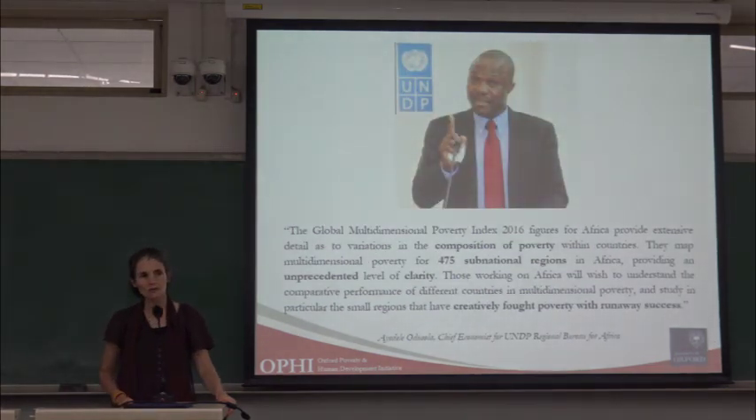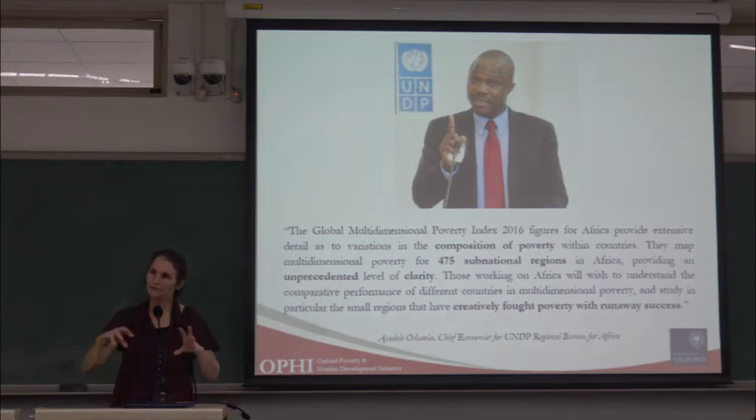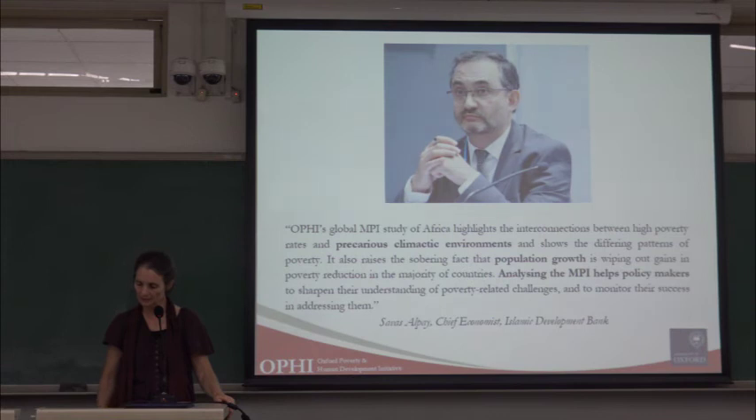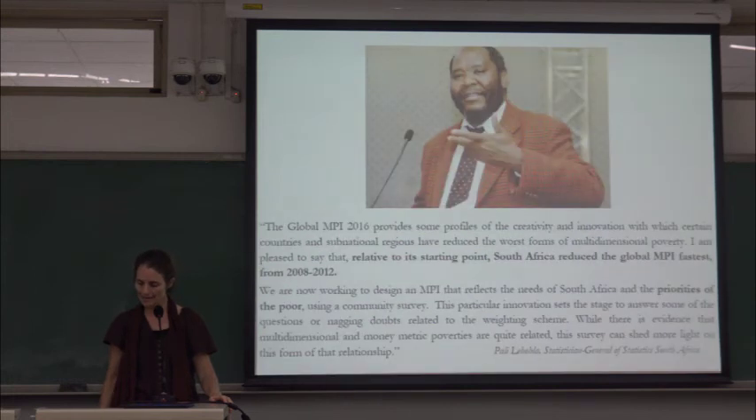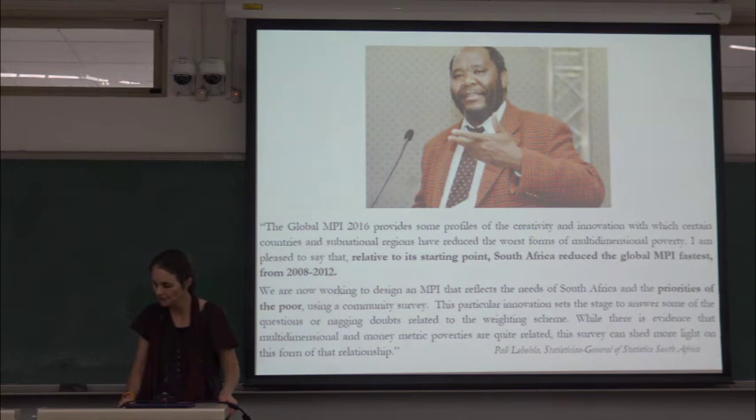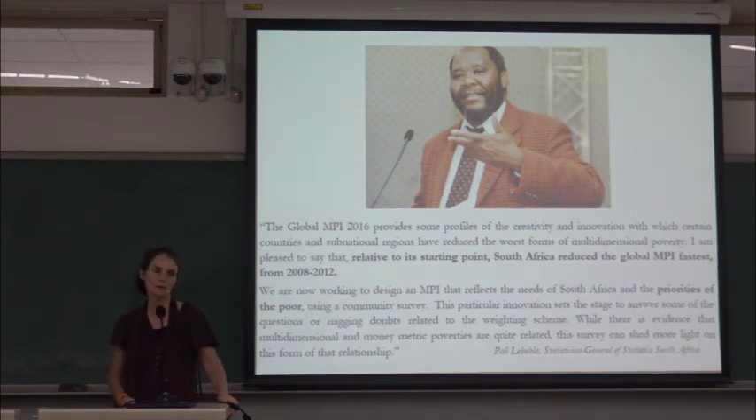Ayo is the chief economist for UNDP Regional Bureau of Africa, and similarly looked at our results, and what struck him was that map of Africa with 479 subnational regions. But the implication of these quotes: here's the chief economist of the Islamic Development Bank looking at environment and poverty in this Sahelian region, looking at the negative message that population growth is wiping out gains in poverty reduction. And then our favorite, Bali Lahola from Stats South Africa, also sent in a quote that in relative terms, South Africa reduced the global MPI the fastest of any African country, and also sharing their ongoing community survey work.